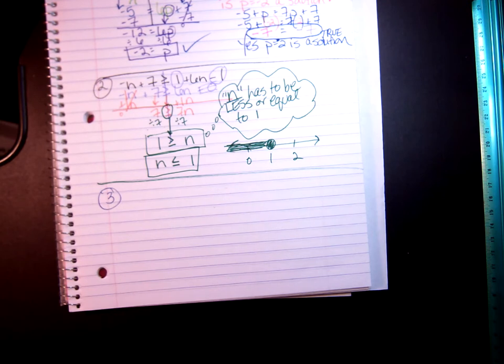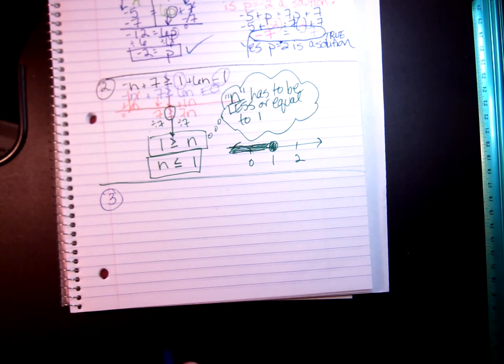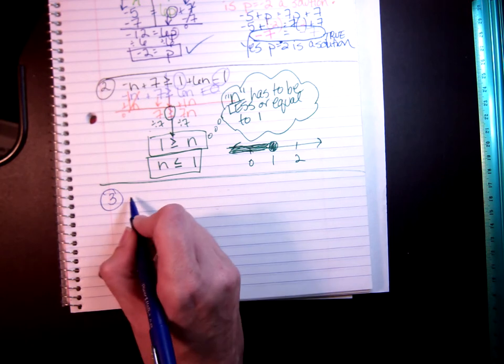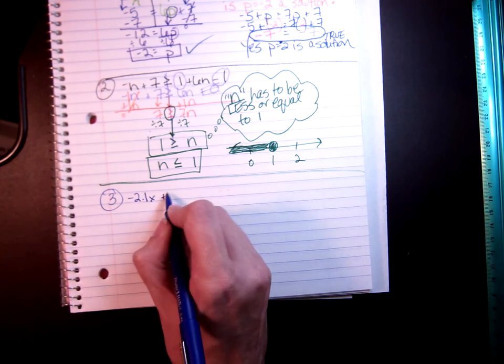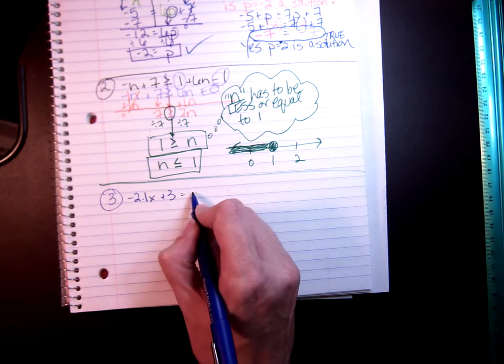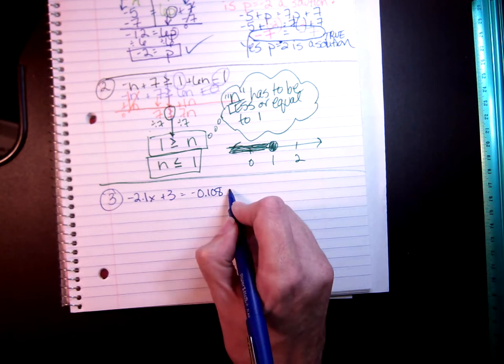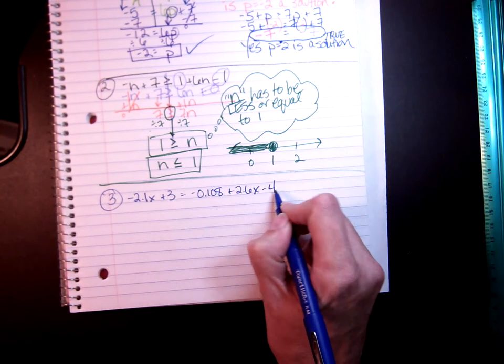I had a few of you kind of panicking when you start to see decimals or fractions, so we're going to do a couple that have those in there, just because I want to reiterate it's exactly the same process. So negative 2.1x plus 3 equals negative 0.108 plus 2.6x minus 4x.